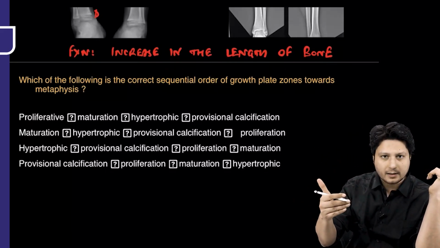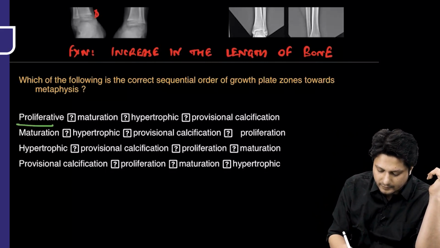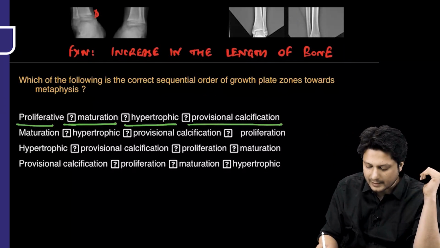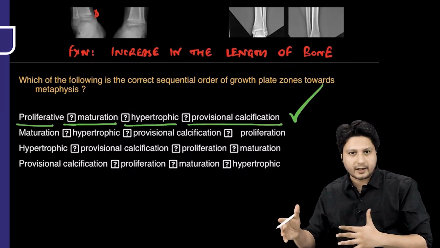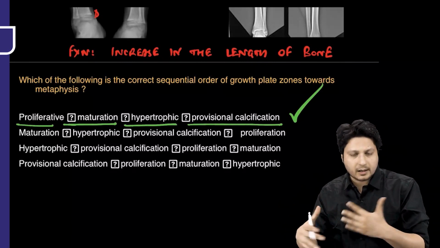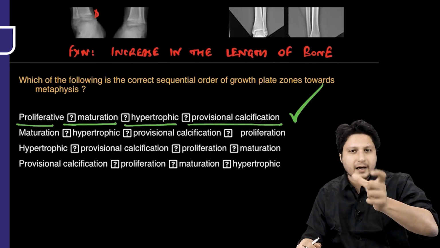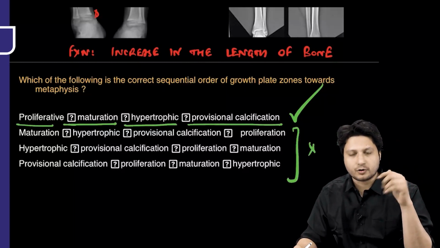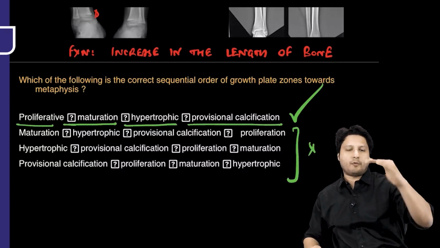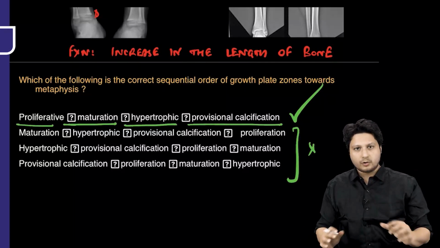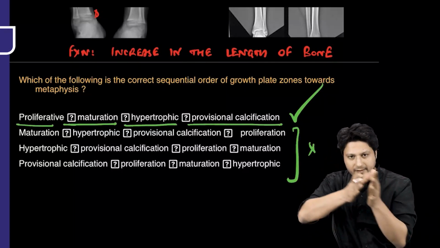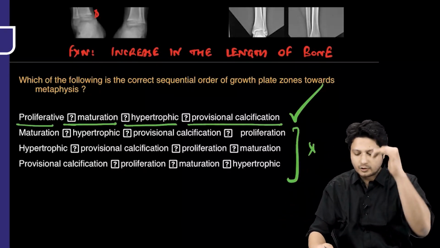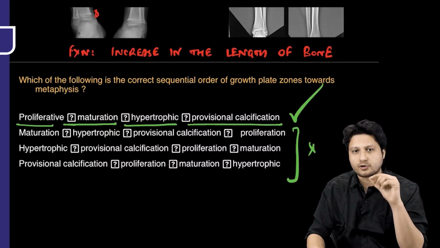So if we look at the first option, that is proliferative, then after that there is zone of maturation, then there is zone of hypertrophy, and finally the provisional calcification, and this is considered to be the correct answer. In the other options, we have just rearranged the sequence, which is all incorrect. So that is the correct answer for that particular question, because in future they can ask you what is the arrangement of these growth plate zones moving from epiphysis towards metaphysis, or from metaphysis towards epiphysis. So this sequential arrangement also is something that you should be aware of.